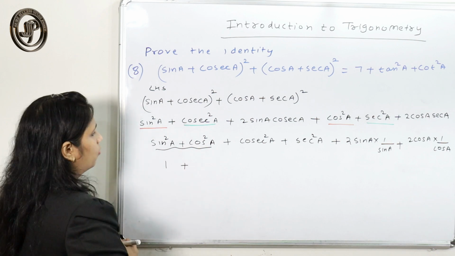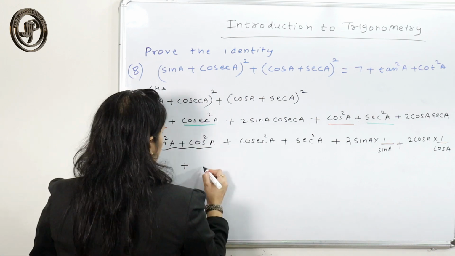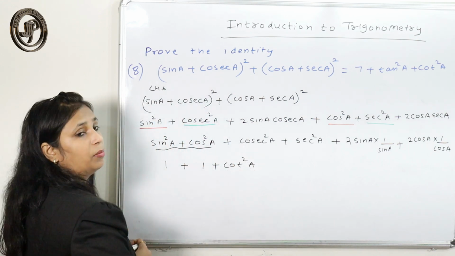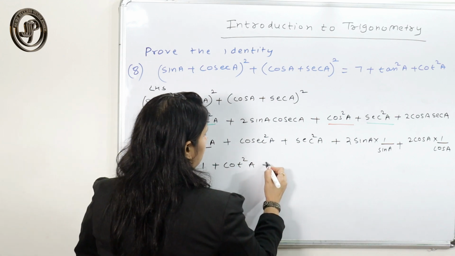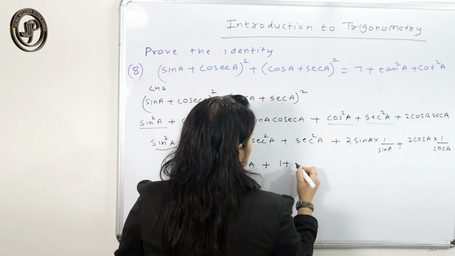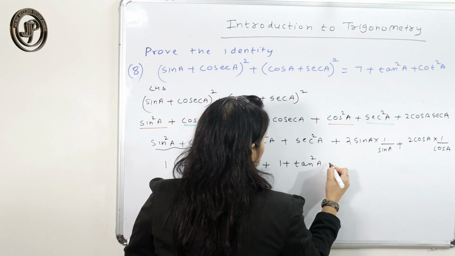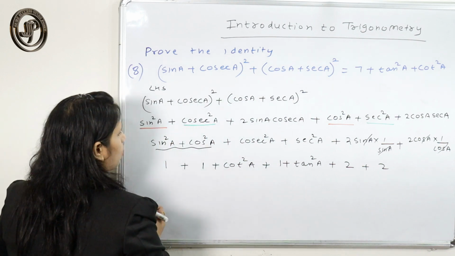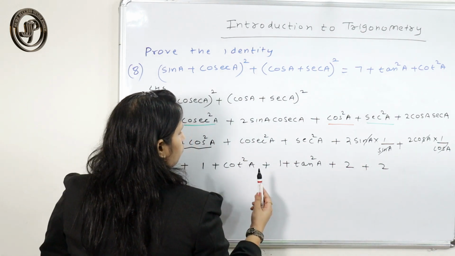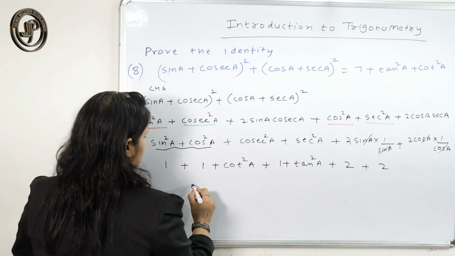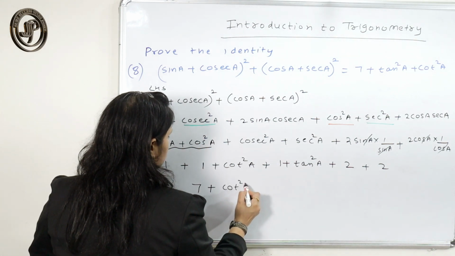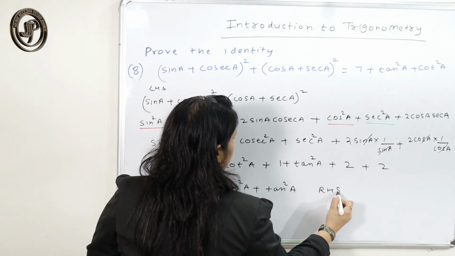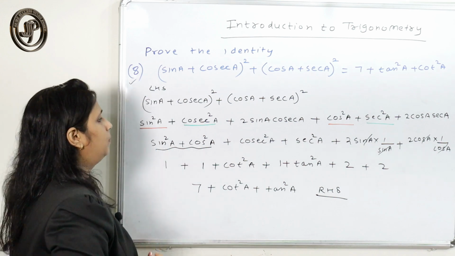Now, this becomes an identity. In lieu of sin square A plus cos square A, I can write 1. If I use the identity, cosec square A can be written as 1 plus cot square A. That is again an identity. And sec square A can be written as 1 plus tan square A. Here it is 2 plus 2, because this will cancel out, this will cancel. Now it is 2 plus 2, 4, 5, 6, 7. So it is 7 plus cot square A plus tan square A that I need to prove. This is also an important question.